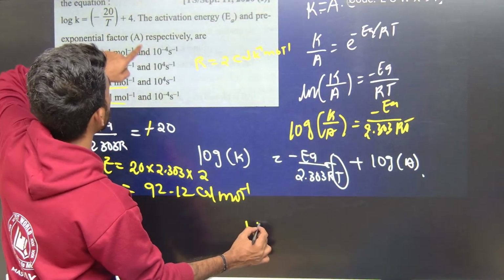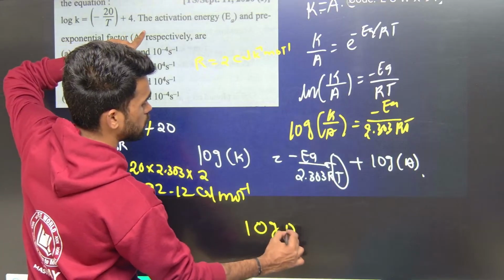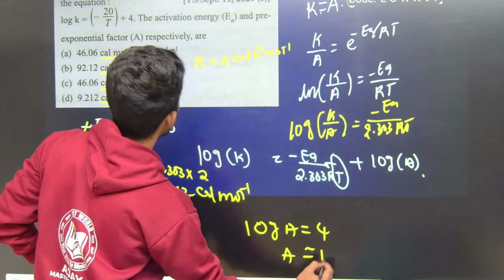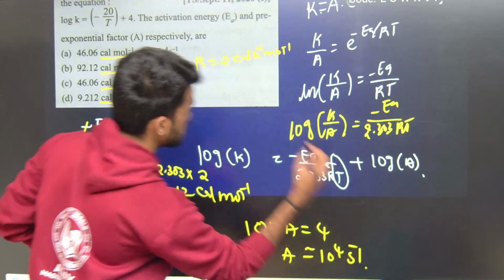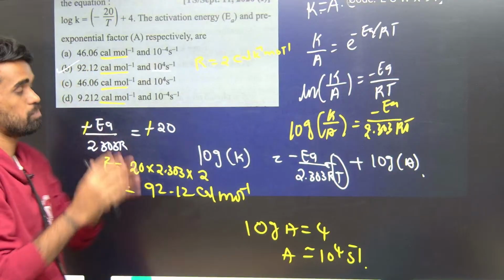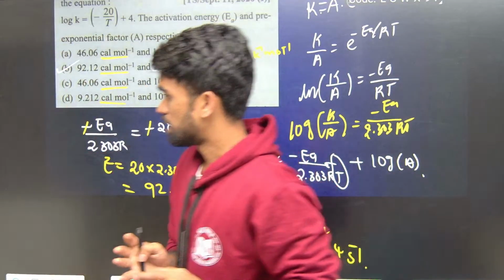Just compare log A here. Log A equals 4, so A will be 10 power 4 second inverse. That's it, 10 power 4 second inverse. So option number 2 will be the perfect answer for this question.